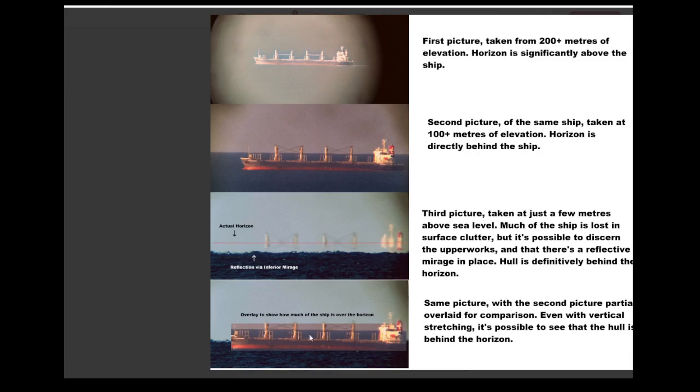Yeah? So they've done some messing around in the last picture. Same picture with the second picture partially overlaid for comparison. Even with vertical stretching, it's possible to see that the hull is behind the horizon. Yeah. Okay, but do you see what I'm saying? It's automatically assumed that this is evidence of curvature when it's optical distortion. Just like we have the barrel distortion, we have this kind of distortion going on across the surface that really distorts the light entering our eyes from whatever is off in the distance.